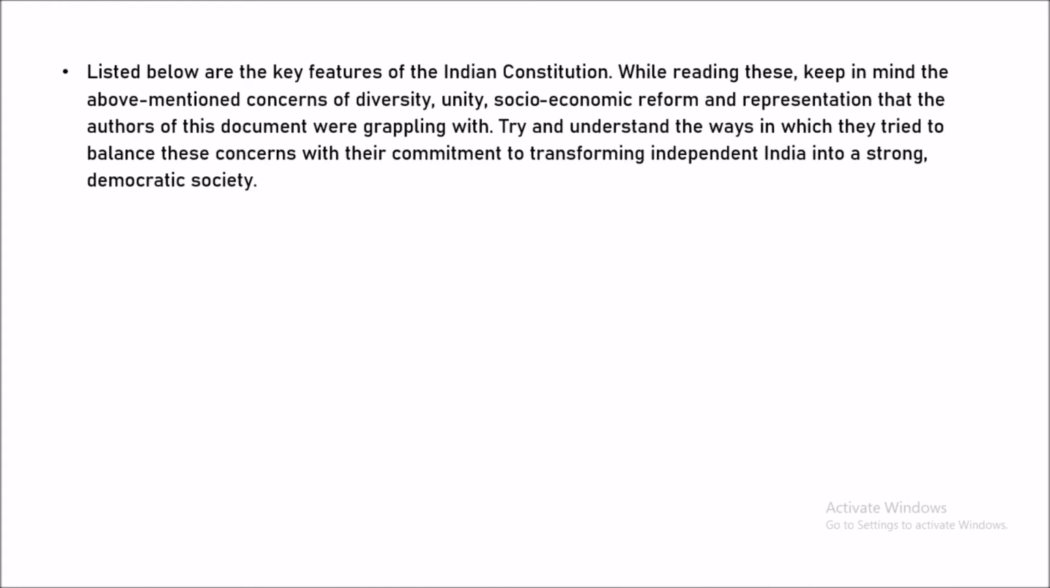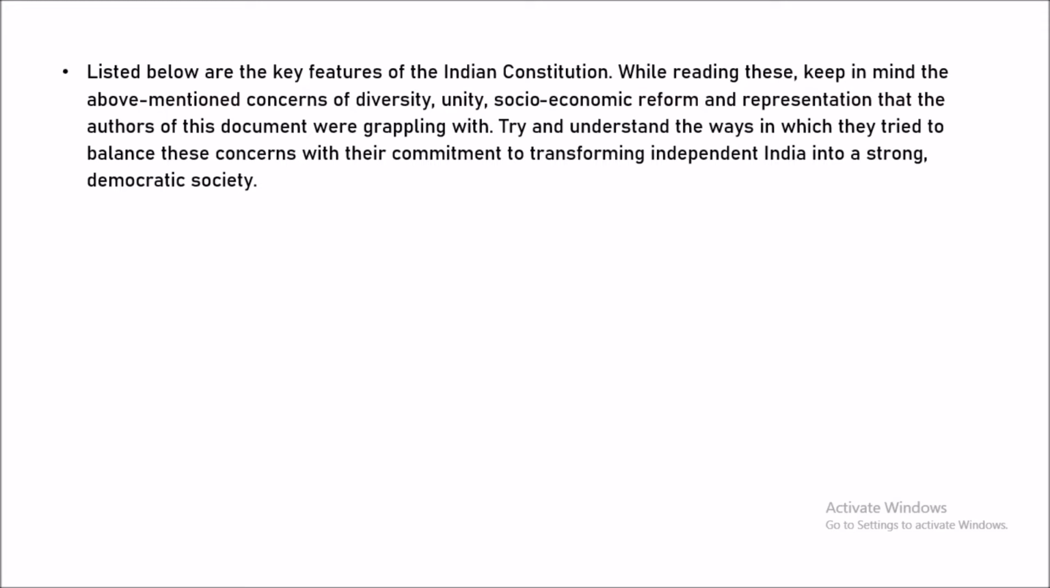Welcome to Session 7. In Session 7, we'll be looking at the key features of the Indian Constitution. While reading these, we have to keep in mind the above-mentioned concerns of diversity: religious, linguistic, caste, and other diversified features in our Indian society, unity in diversity, socio-economic reforms and representation that the authors of this document were grappling with.